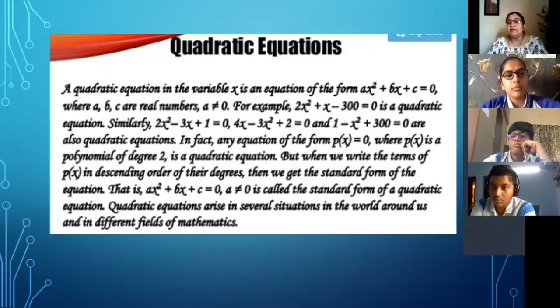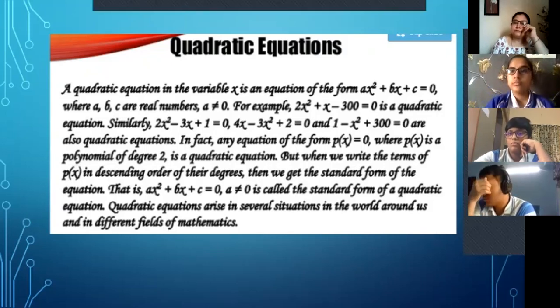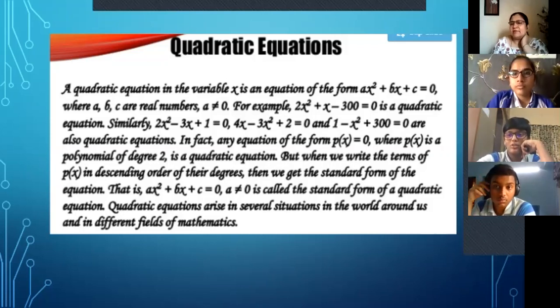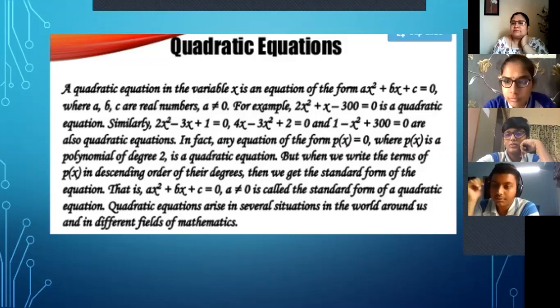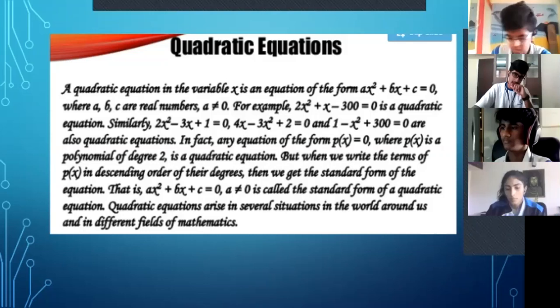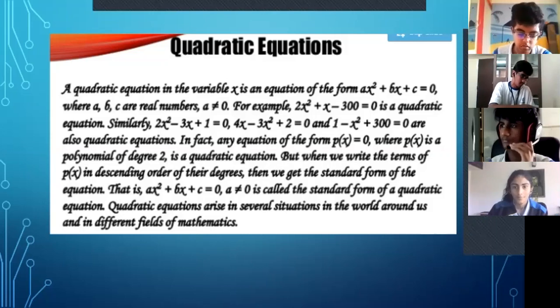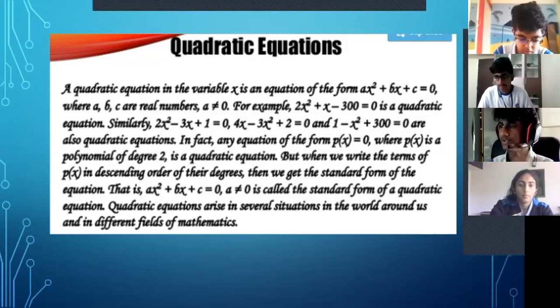Now, give me, Aniket, the standard form of a linear equation in two variables. Ma'am, AX square plus BX plus C is equal to 0. No, what are you talking about? I'm talking about linear equation. Nishan, can you give me the standard format of a linear equation in two variables? AX square plus BX... No, you're looking at the screen and answering. What are you talking about? That means you don't know the basic difference between a quadratic and a linear.